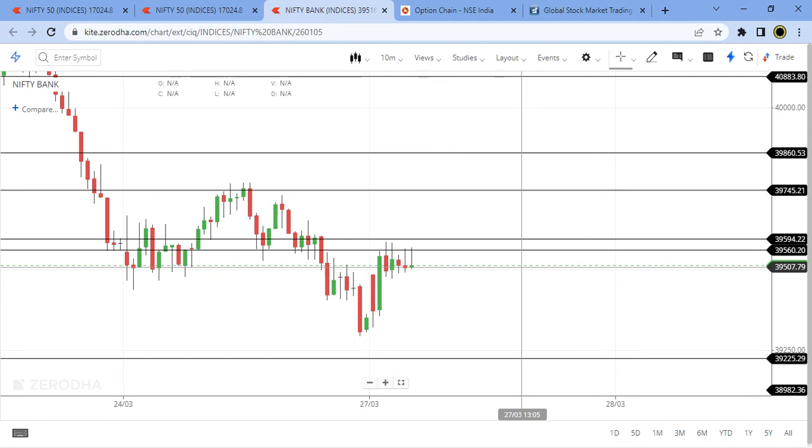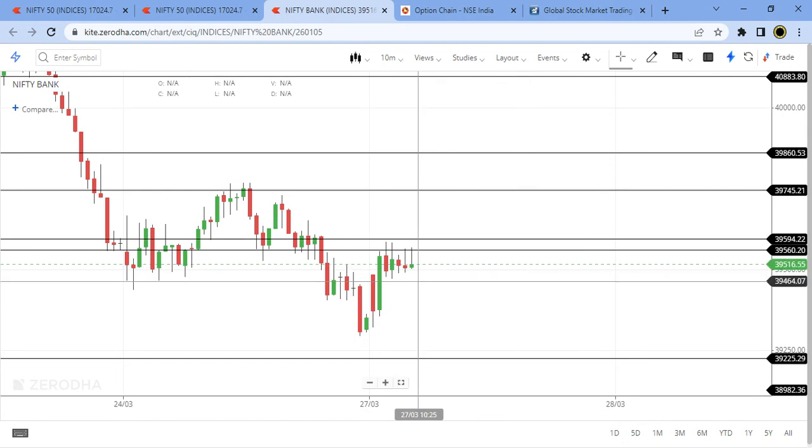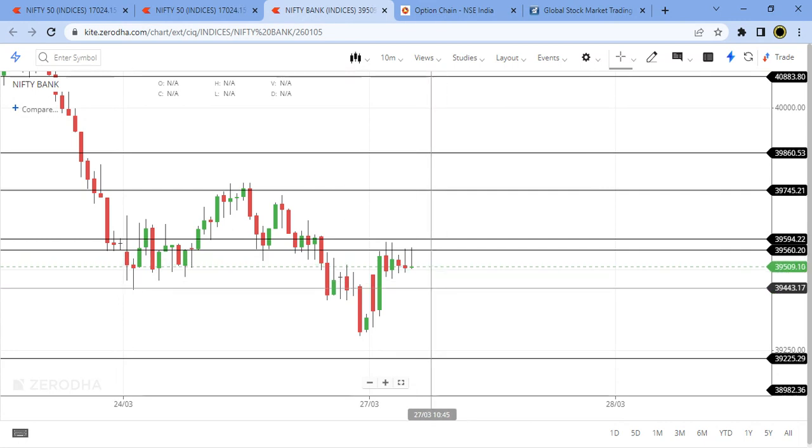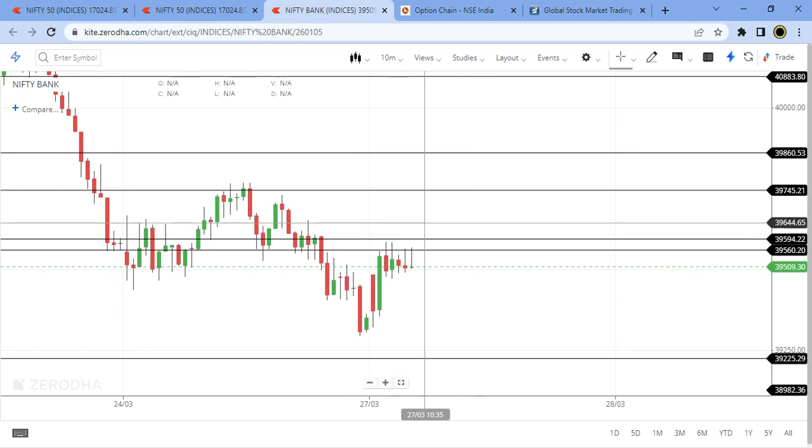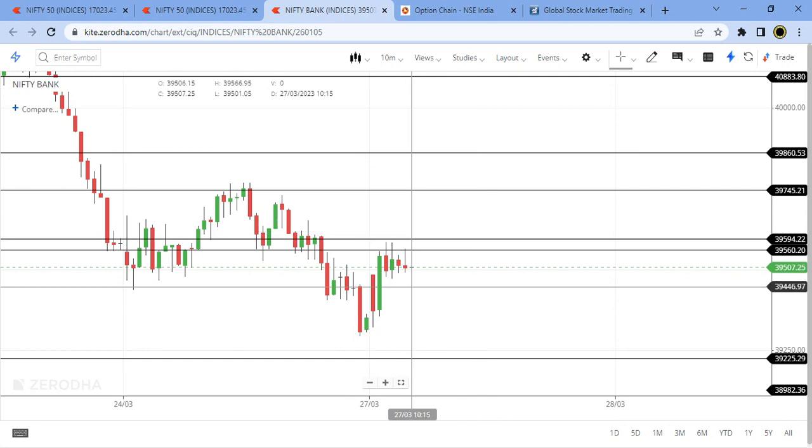It's 10:30 now, so let's wait at least till 12. Do not take trades. Maybe there are many chances of breakouts over here. So let's wait till 12 to 1 o'clock. Then you take a position based upon your view.